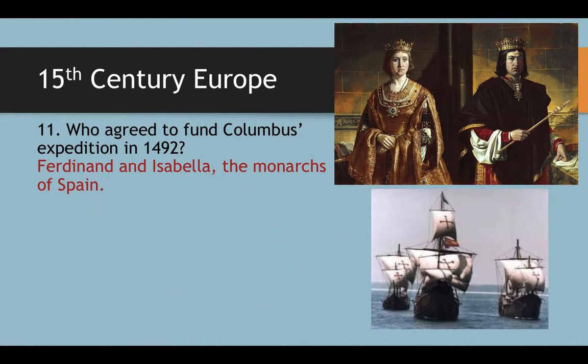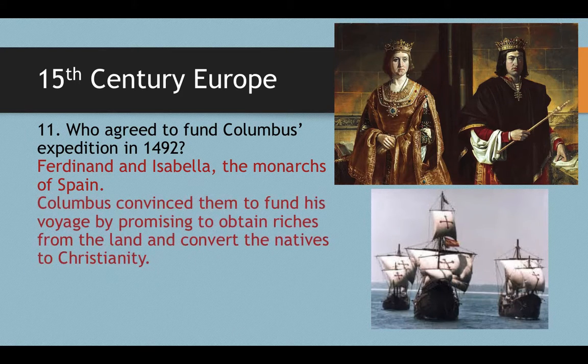So for a long time he struggled to find funding for this expedition because he was not a rich person, but he wanted to explore and discover the lands to the west. And finally, two people, Ferdinand and Isabella, the monarchs of Spain at the time, agreed to fund Columbus's expedition in the year 1492. Now, Columbus convinced them to fund his voyage by promising to do two things.